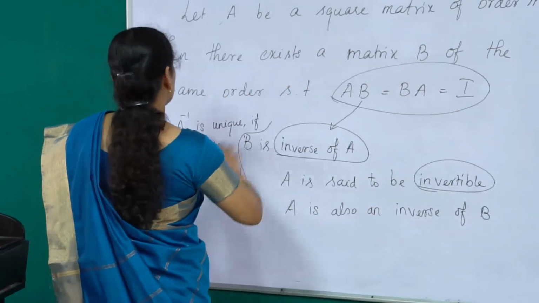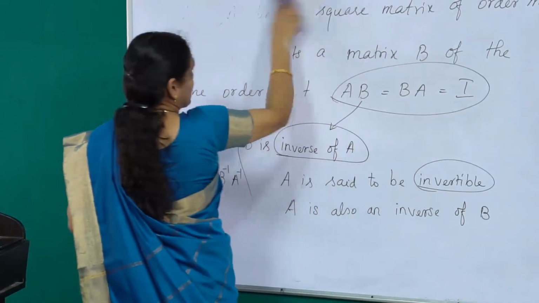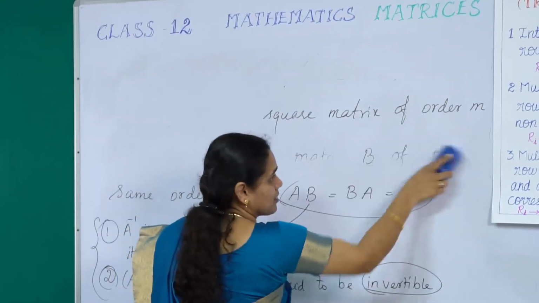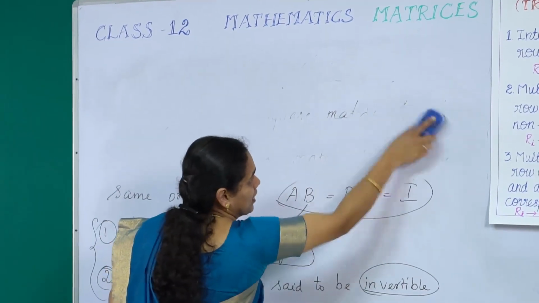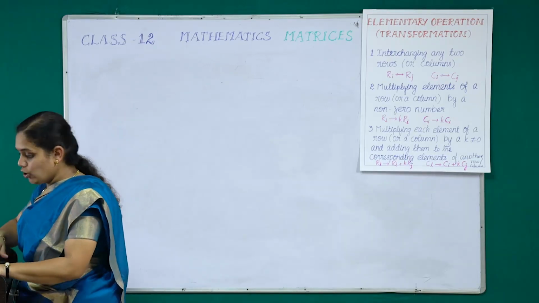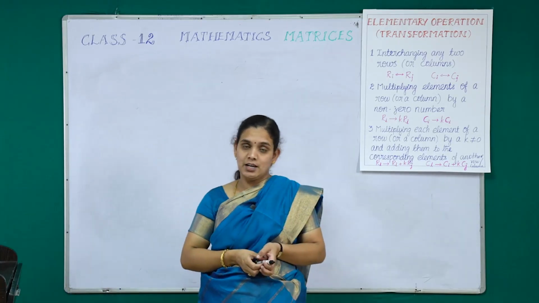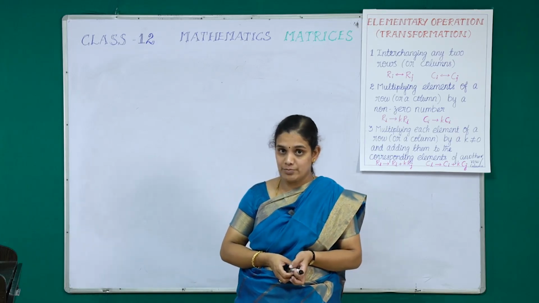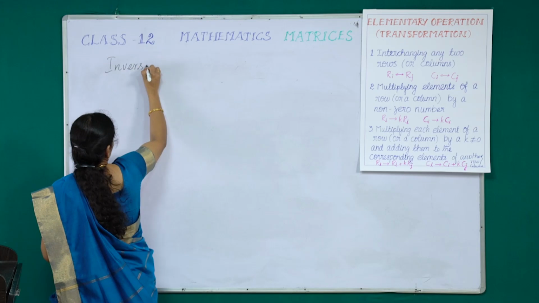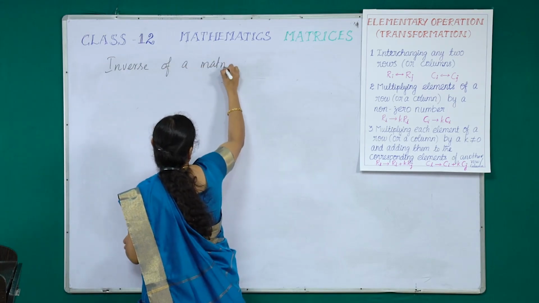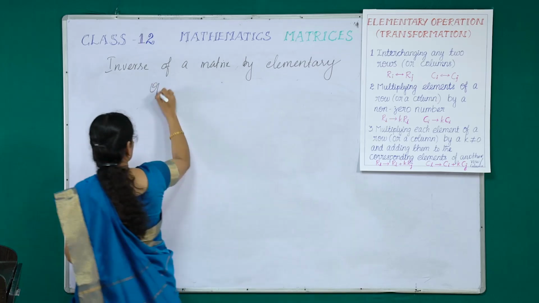Then we will move on to the important topic, which is always an expected problem in the board exams. It would come for 4 marks or sometimes 6 marks. Inverse of a matrix by elementary operations. There is another method to find the inverse of a matrix that we will learn in the next chapter, determinants. After we learn determinants, we will know how to find the inverse of a matrix by another method. Now, inverse of a matrix by elementary operations or transformations.